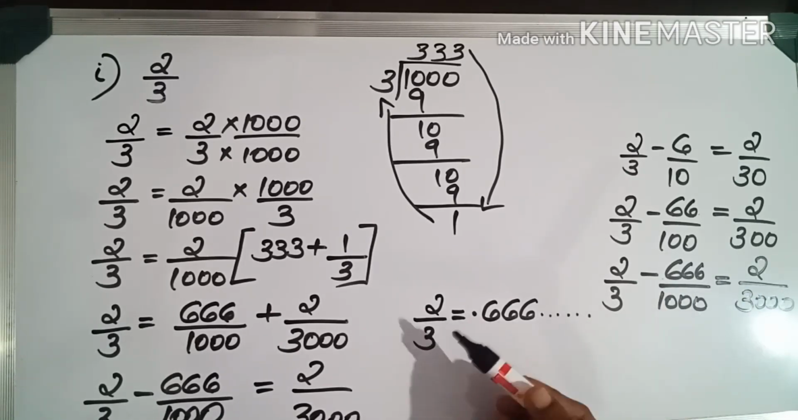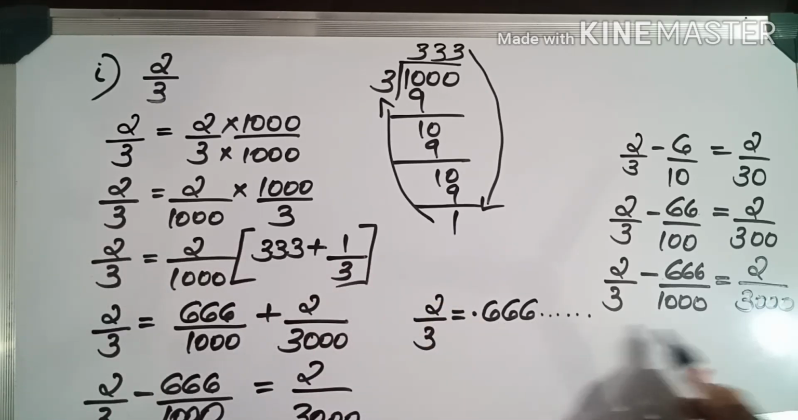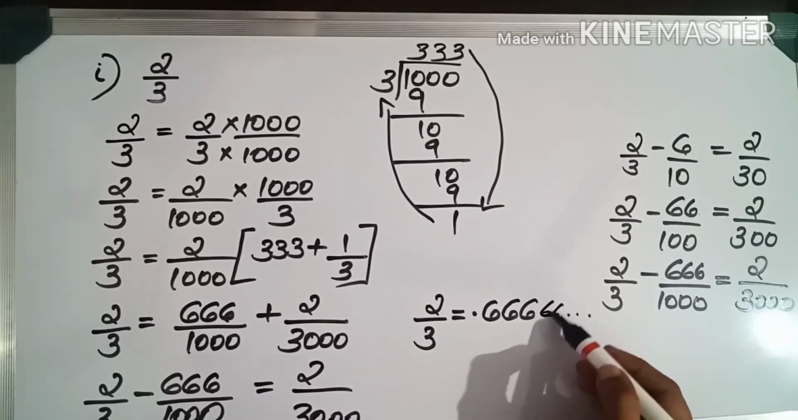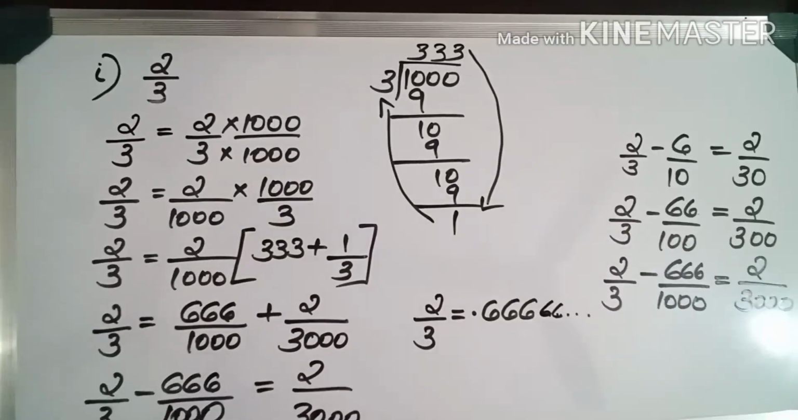It will continue, as I told you before, because a direct decimal value is not there for these types of numbers. An approximate value is there, because the numbers continue like this, 6666 etcetera. So this is the method to find the decimal form of a number with a denominator that cannot be converted into a power of 10.